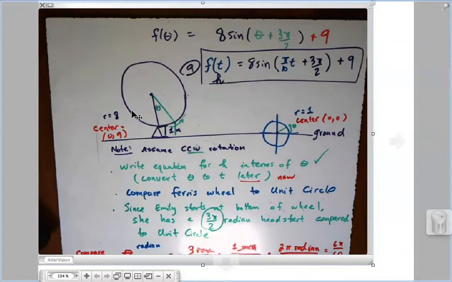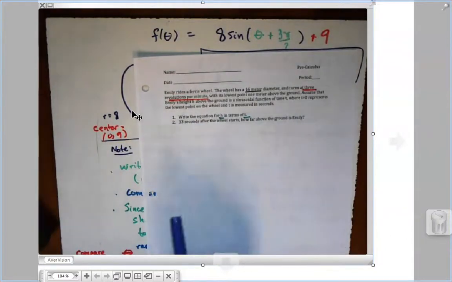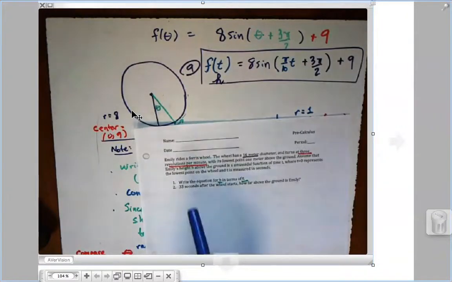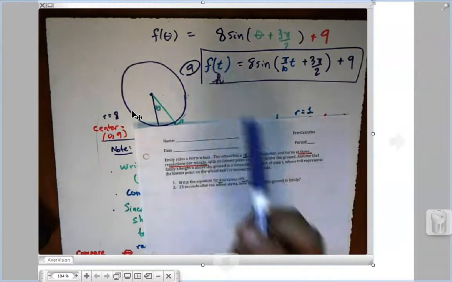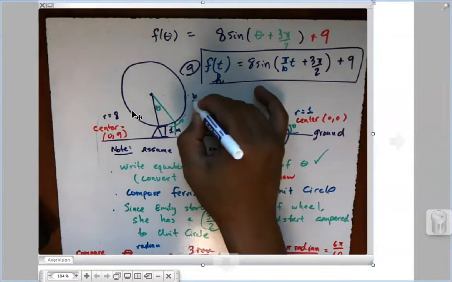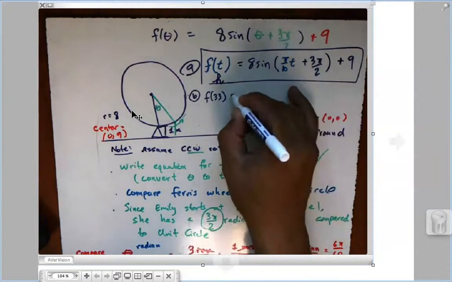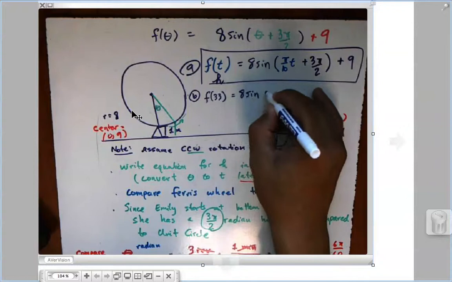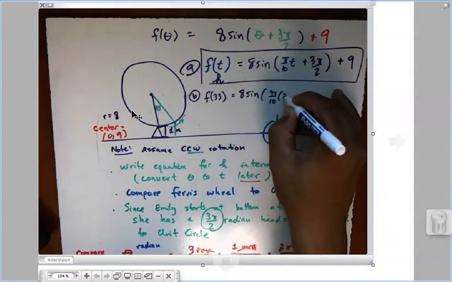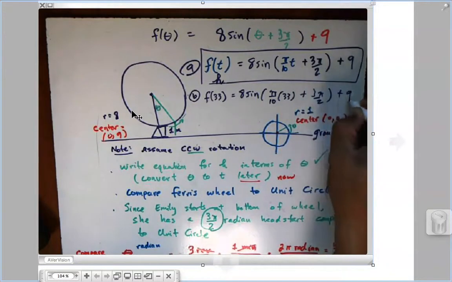And for part B, well, now it's not too difficult to do. 33 seconds after the wheel starts, how far above the ground is Emily? So all we really need to do here is substitute 33 into this problem and see what answer we get. Okay. So for the second part, part B, we're just doing f of 33, which is equal to 8 sine of pi over 10 times 33 plus 3 pi over 2, plus 9.